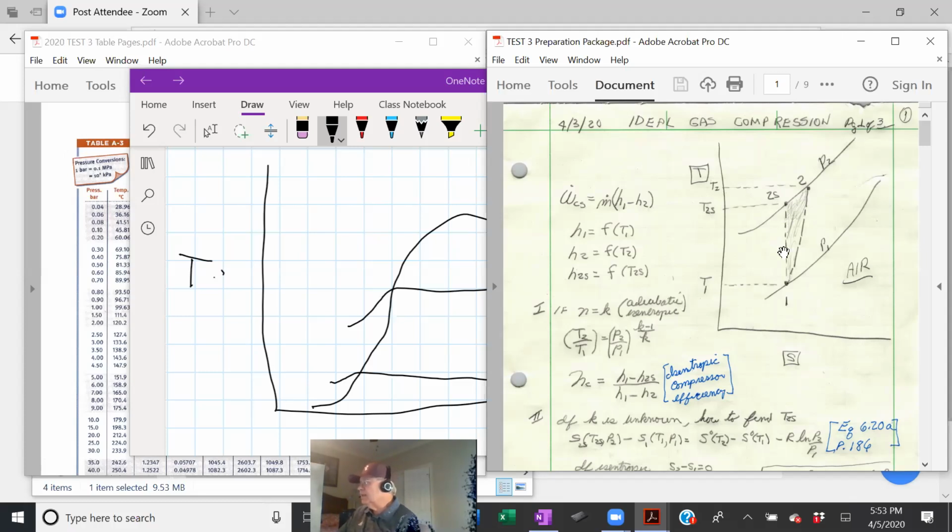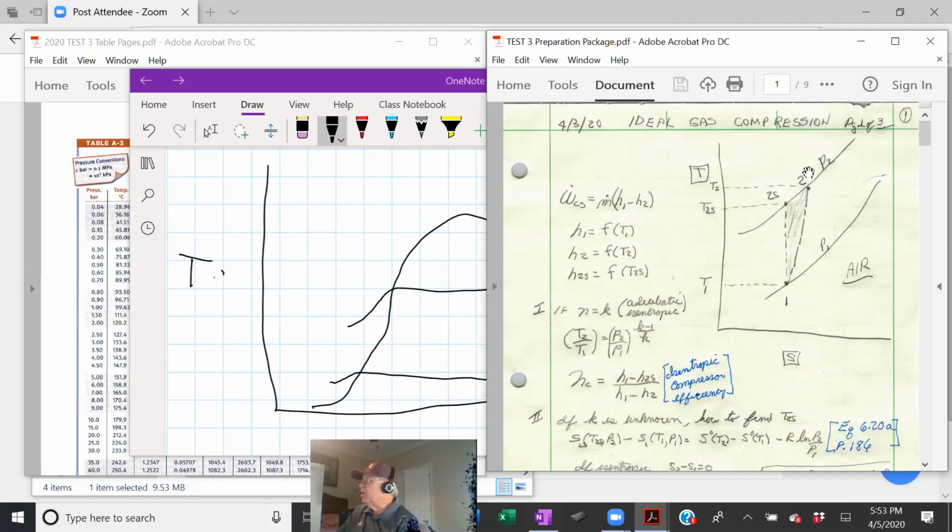Okay, let's look at this. The isentropic compression hits this constant pressure line at a lower temperature than the actual compression process does. So we label that as T2S, and then the actual temperature is T2. So if we've got a problem to analyze a compressor like this, they generally fall into two categories.